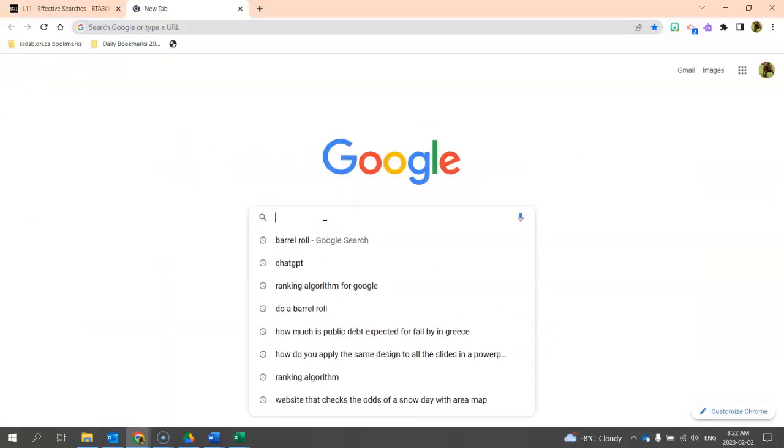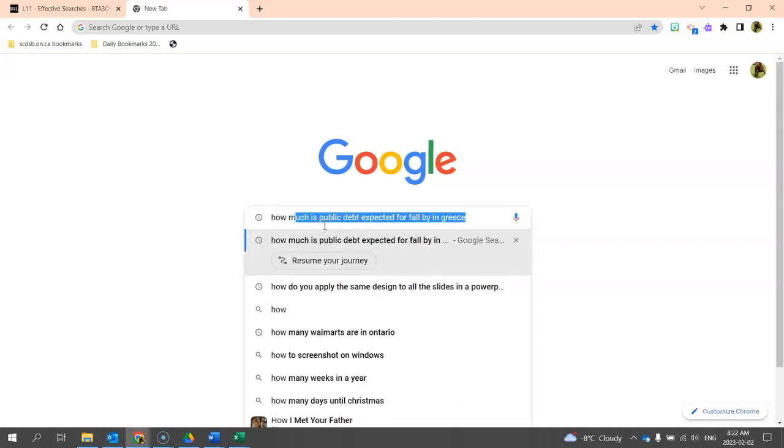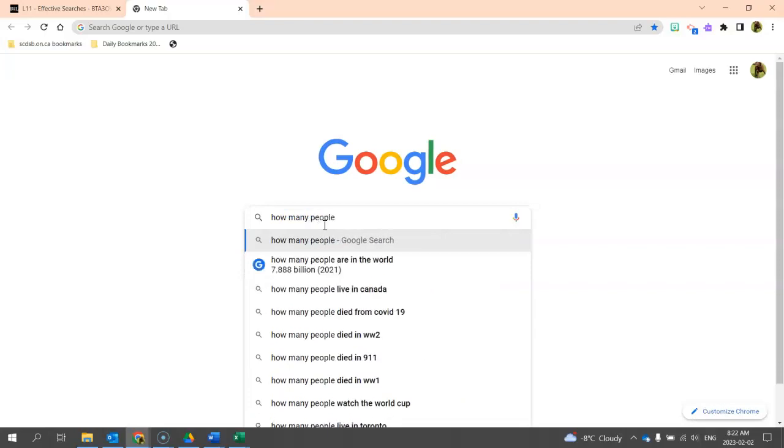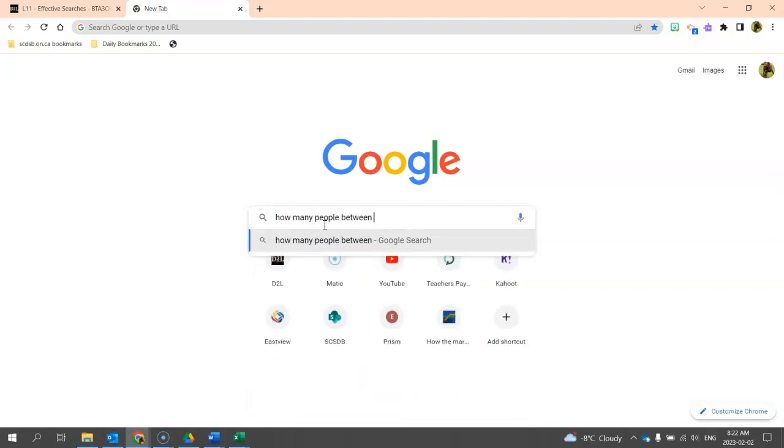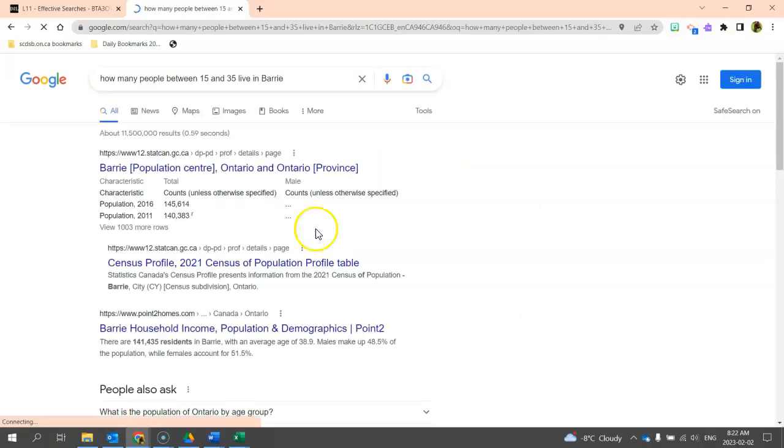So the search techniques that I was talking about is when we're looking up different terms. So I think one of my questions was, how many people between 15 and 35 live in Barrie? Okay. So right away, the things that pop up, and your searches might be different. I'm at school here, so they block a lot of the ads and things that pop up first.